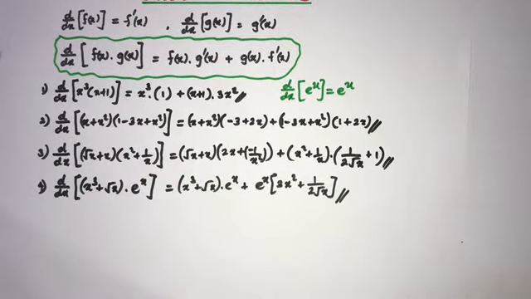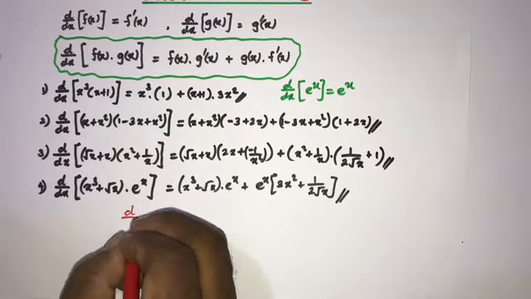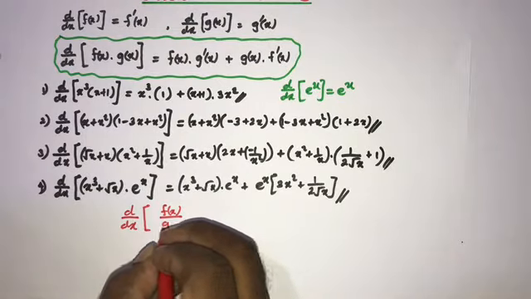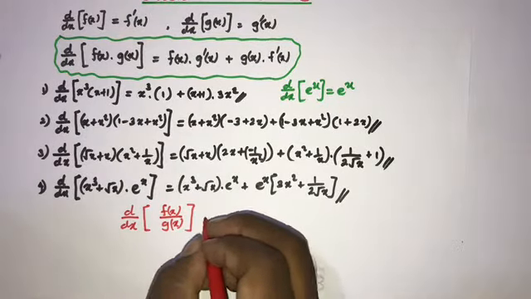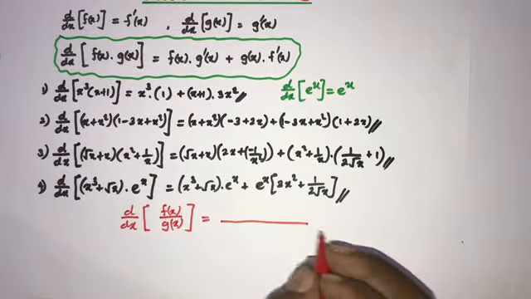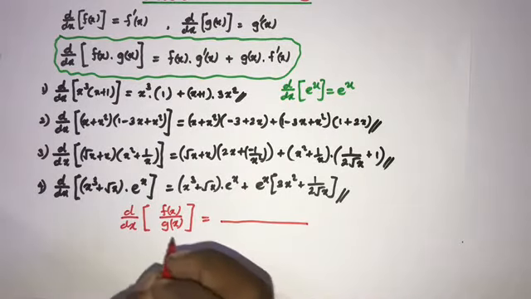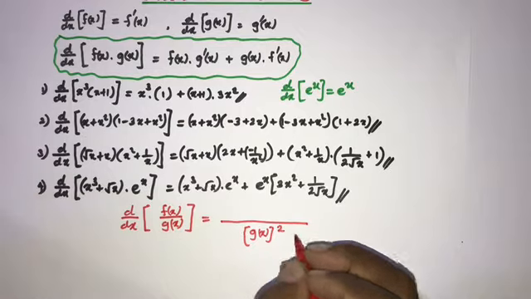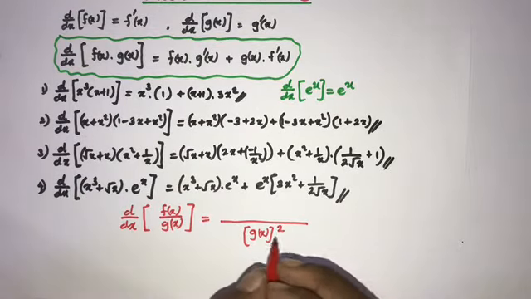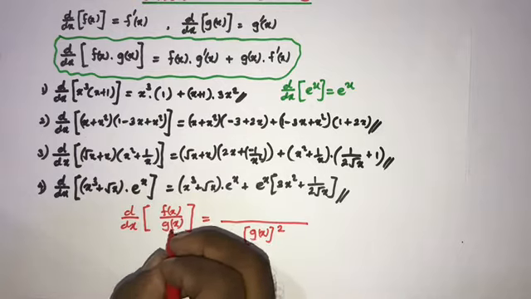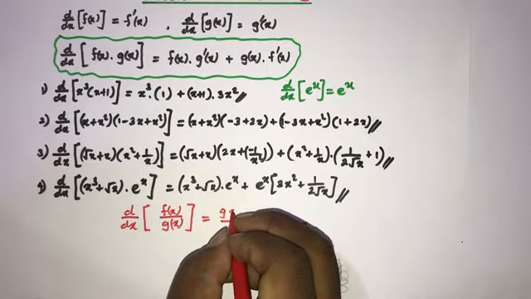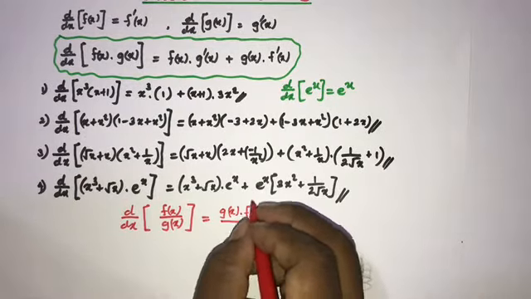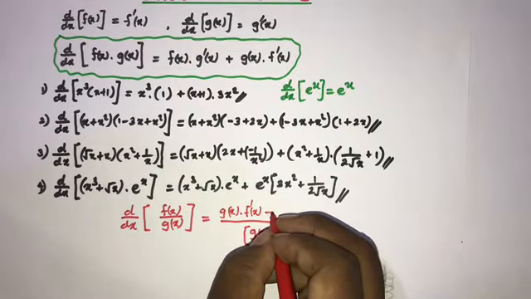So this is the formula. If we take d by dx of f of x over g of x, this is the way to differentiate. First take the square of the denominator, so we can write g of x square. Now here listen carefully. First rewrite the denominator, so don't forget it.